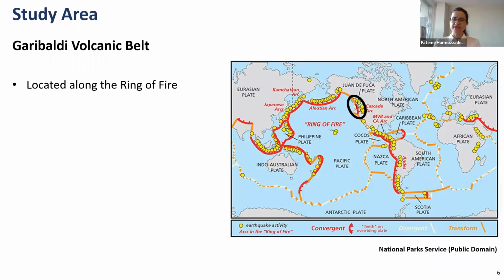So the study area of this talk is within the Garibaldi Volcanic Belt, which is around the Ring of Fire in southwestern Canada. As shown in this plot, the Pacific Ring of Fire is on the edge of the Pacific Ocean, where several earthquakes and volcanic eruptions take place in the world.